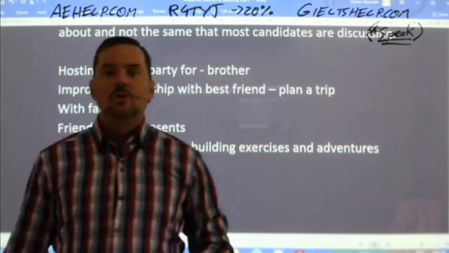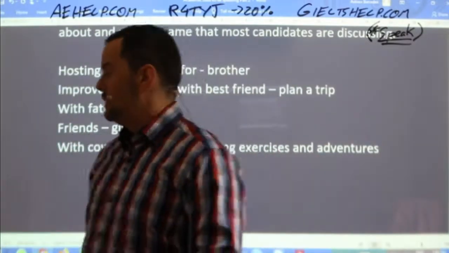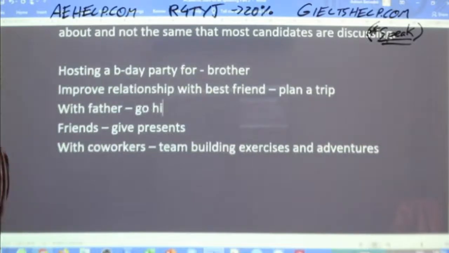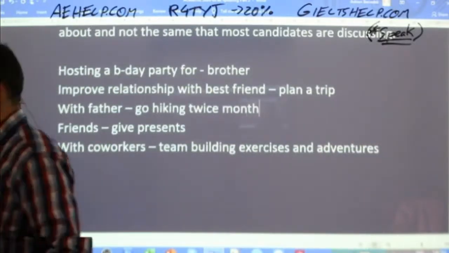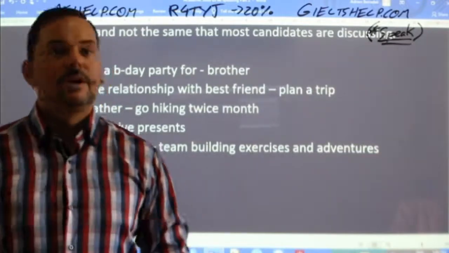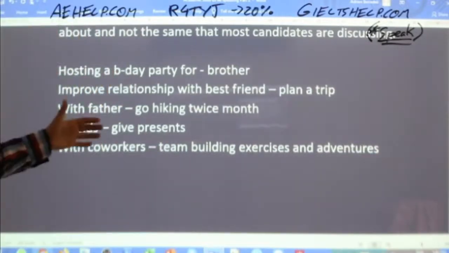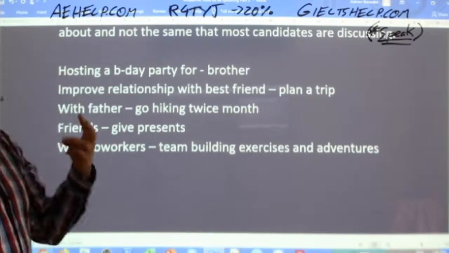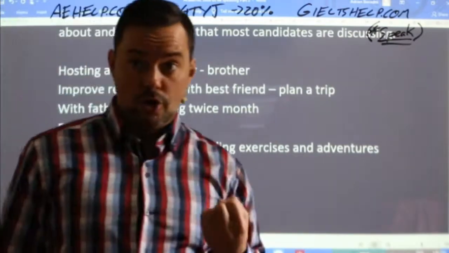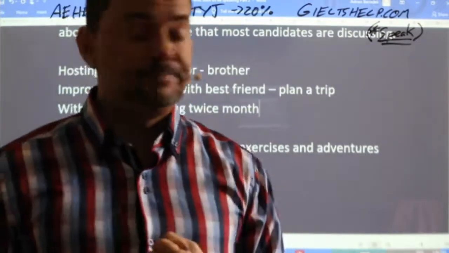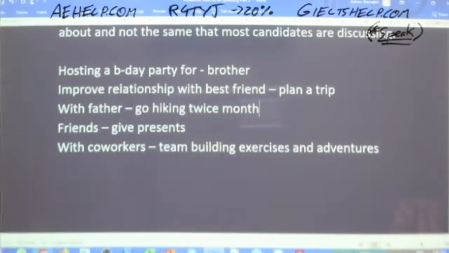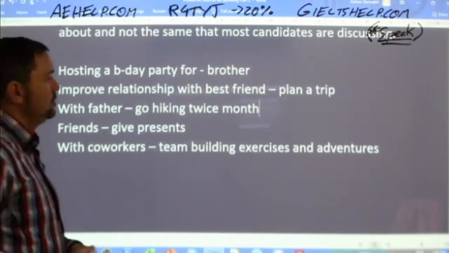Okay, so with father, maybe go hiking twice a month. Okay. All right. So again, you don't need 5. You just need 2 to 3, but you want some good ideas. Okay. All right. So let's do this.